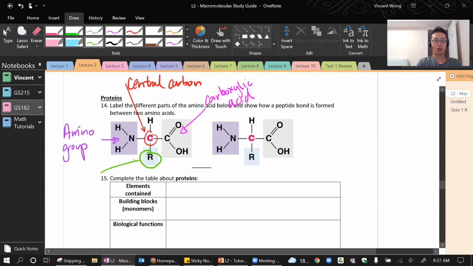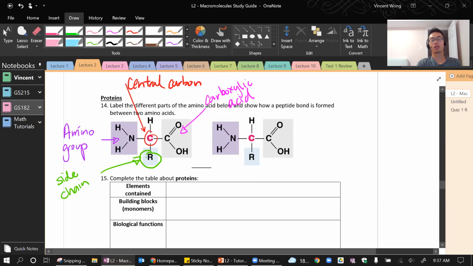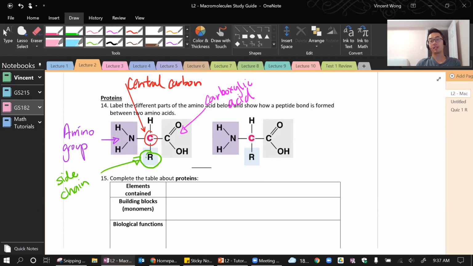What is the R? R is called the side chain. There are 20 different side chains because there are 20 different amino acids. Depending on what the side chain is, it will give it different properties. Sometimes the side chains are polar, sometimes it's going to have a positive charge, sometimes a negative charge. If you put two amino acids close to each other, one having positive charge, the other having negative charge, they will be attracted to each other. That's one example of how the side chains can interact together.